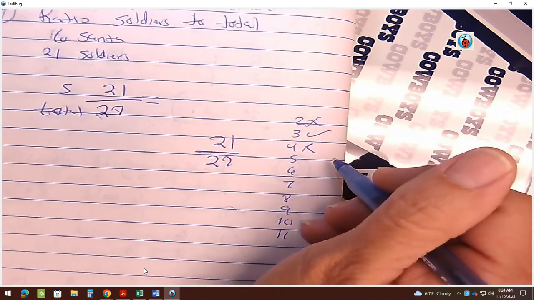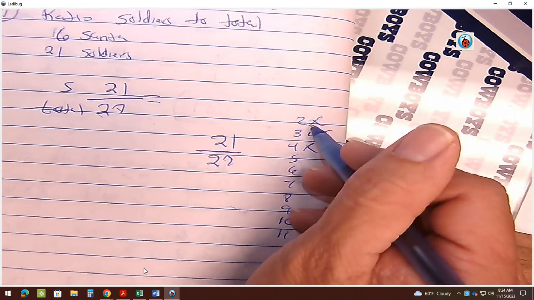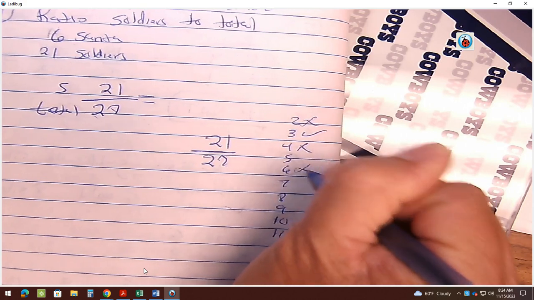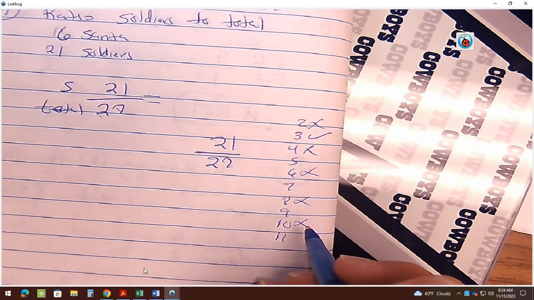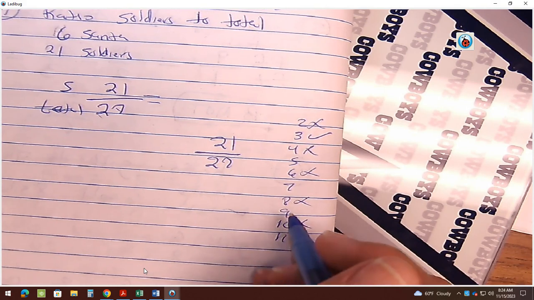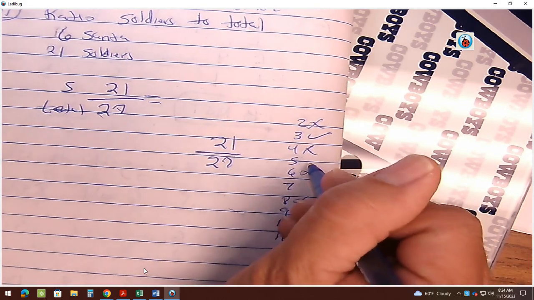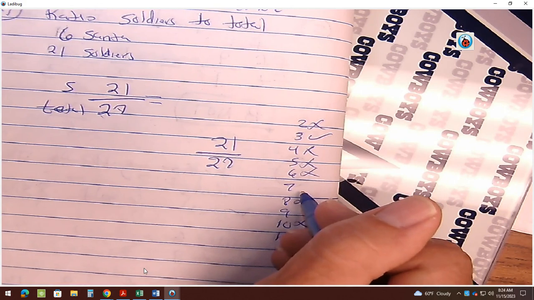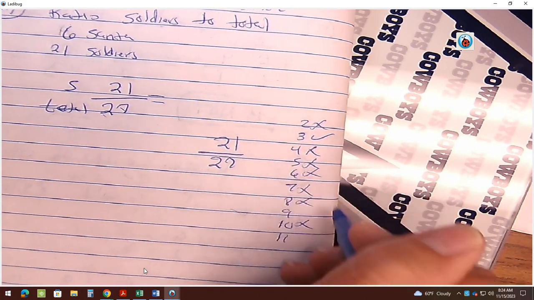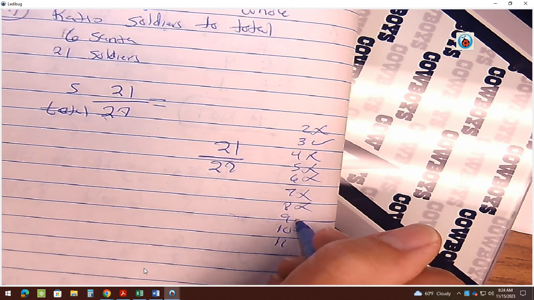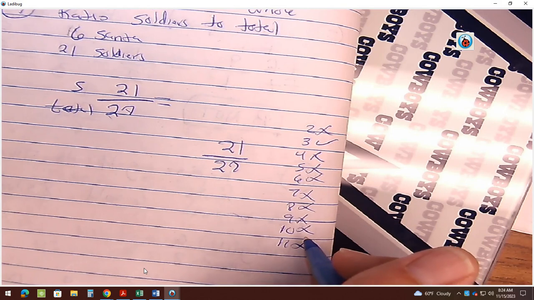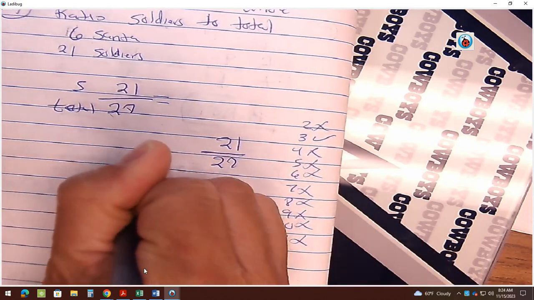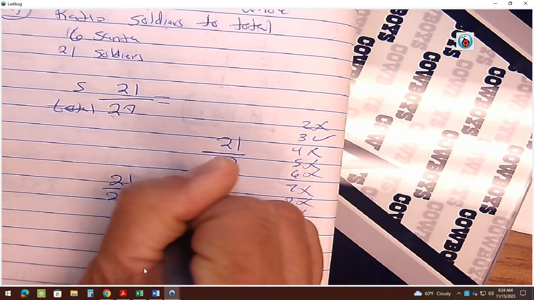As a matter of fact, let me give you a little trick now. If 2 doesn't work, none of the even numbers work. So get rid of all the even numbers. Will 5 work? No. Will 7 work? No. Will 9 work? No. Will 11 work? No. So who's the champion right now? 3. 21 over 27 simplified by 3.